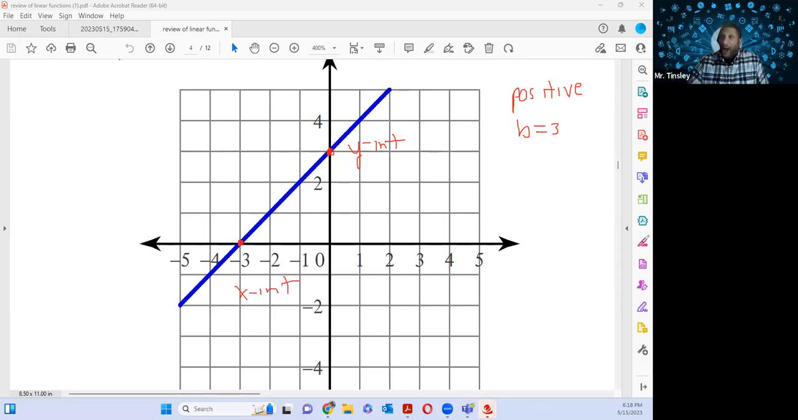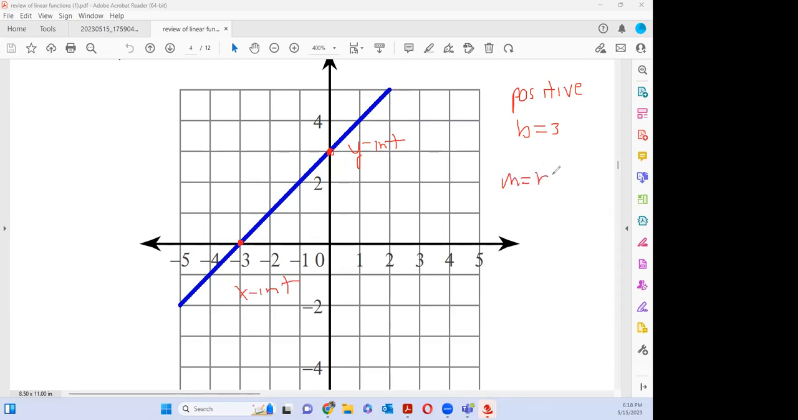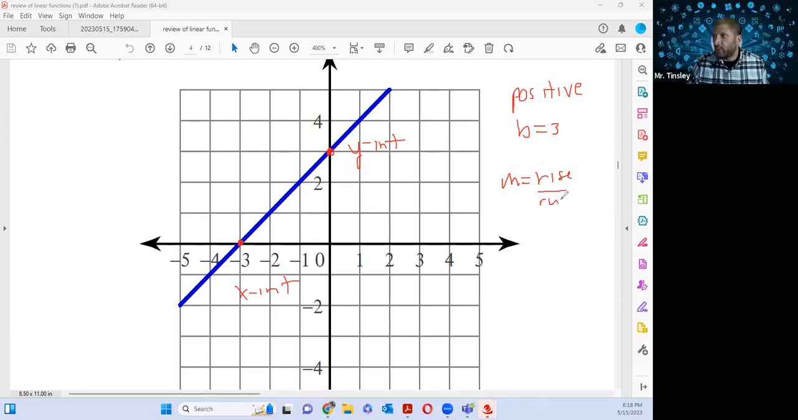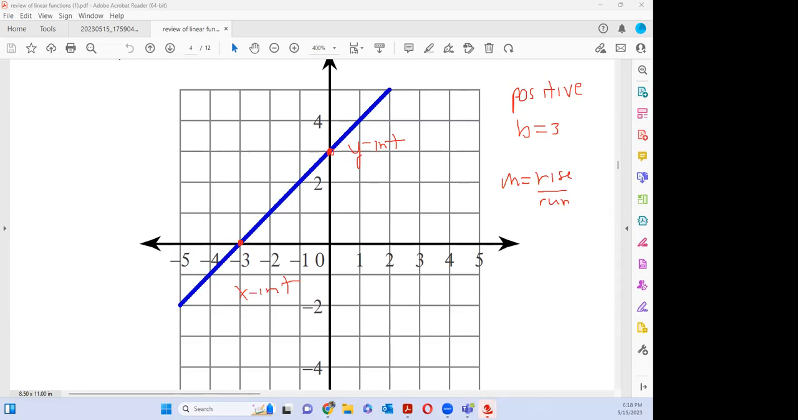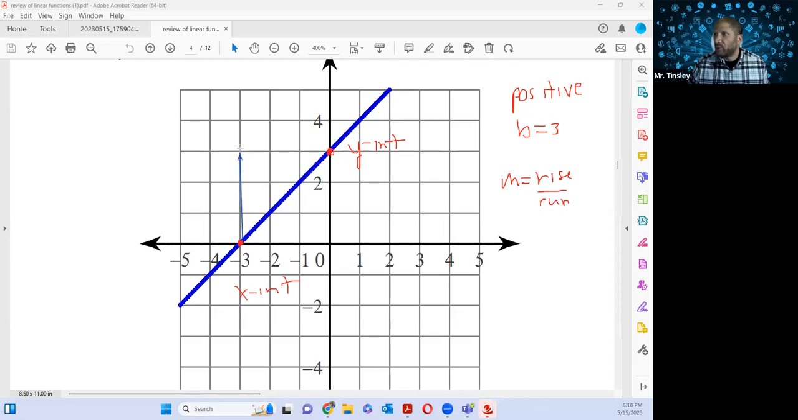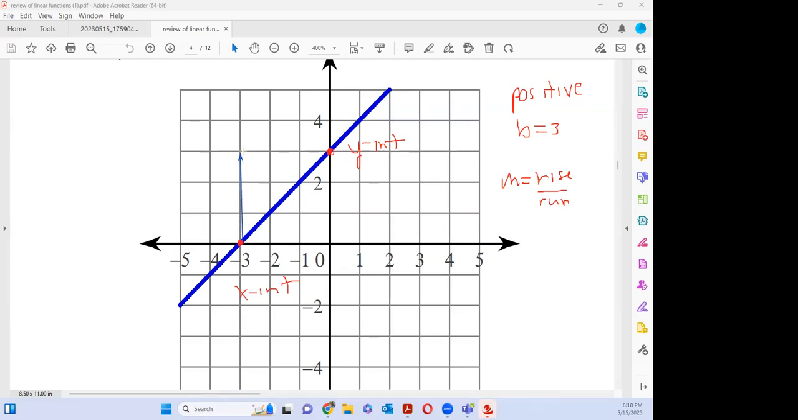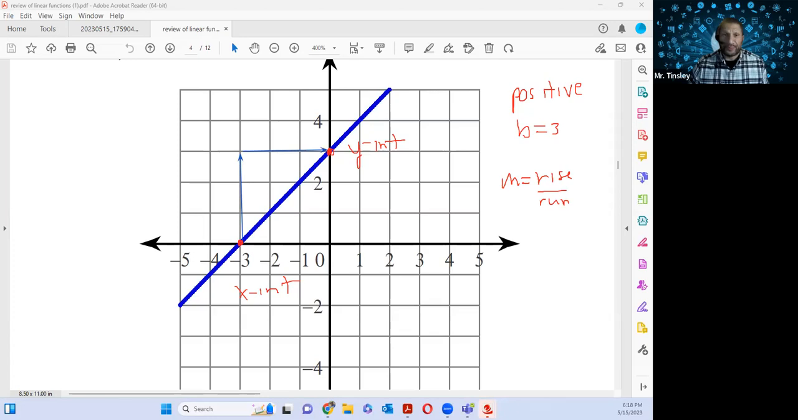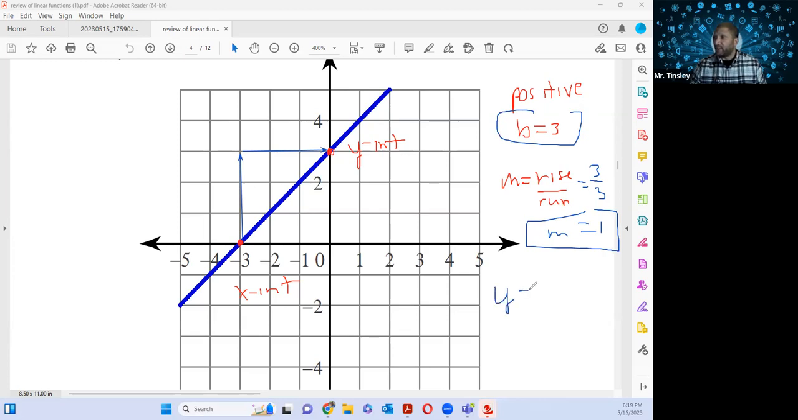Now, rise over run. I wouldn't have picked those 2 points, but I wanted to show you so you understand. From left to right, I'm going to use my leftmost point. Rise over run: I had to go up 3, and my run is 3. 3 over 3 is equal to 1. So my slope is 1. My y-intercept is +3. My equation is y = 1x + 3.